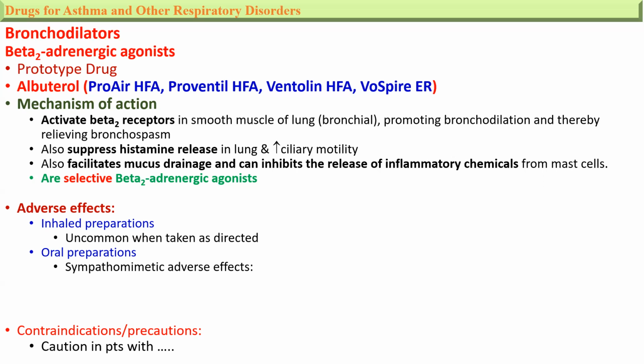The oral form of albuterol, Vospire, includes immediate release and extended release tablets, and also an oral solution. The oral forms have a longer onset of action. And again, it's not suitable to terminate the acute asthmatic attack.